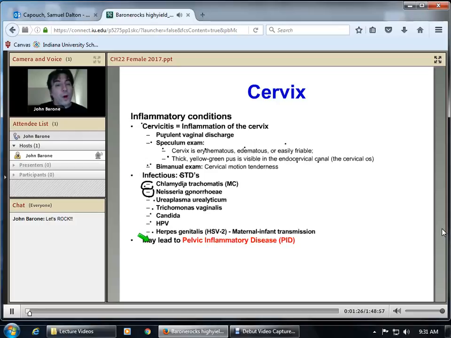Now, what about ascending? Can the inflammation keep going up in the cervix? Yeah, that's called pelvic inflammatory disease.